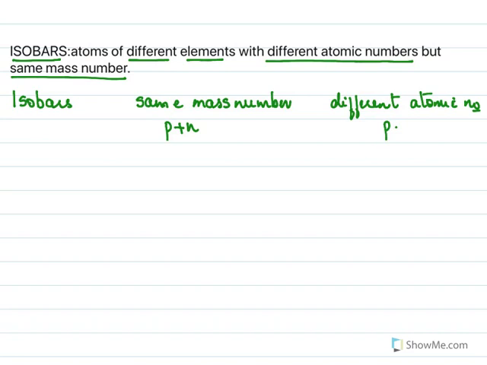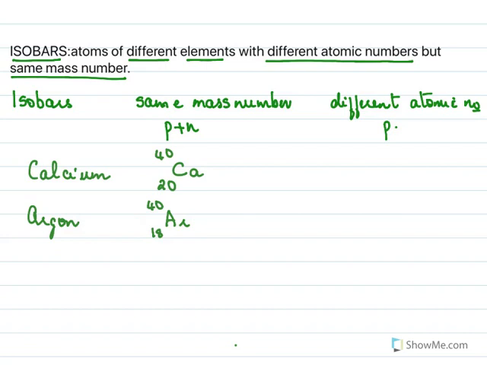The examples of isobars are like we have calcium, which is written as Ca, atomic number 20, mass 40, and argon, which is Ar, atomic number 18, and the mass is 40.